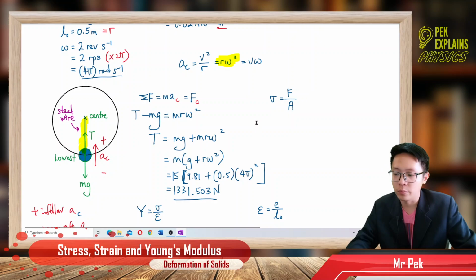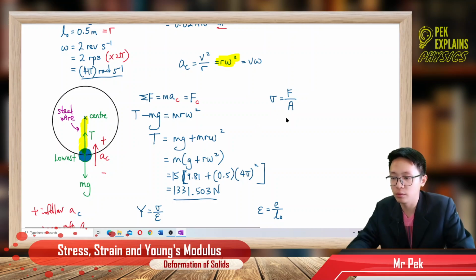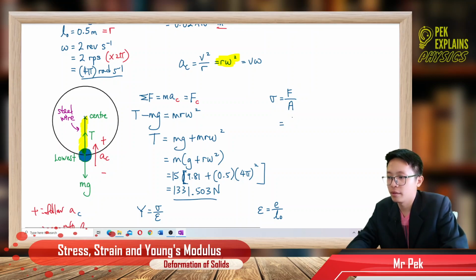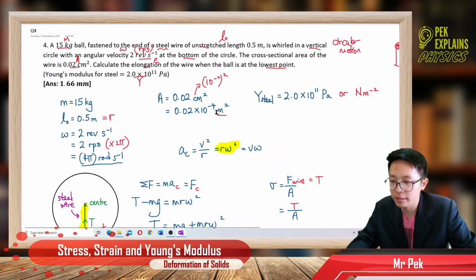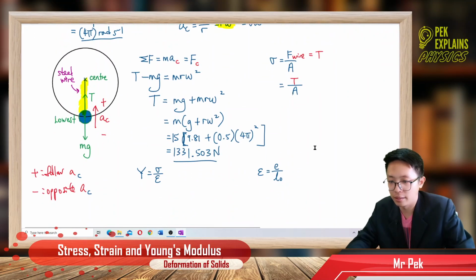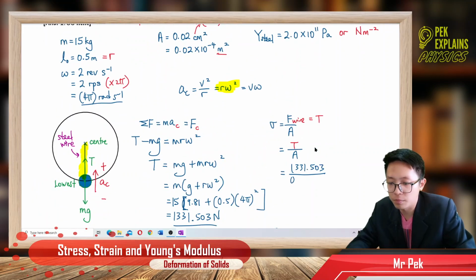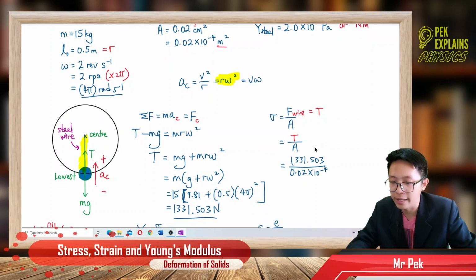Now, we have the tension, we can find the stress. The stress in the steel wire, we know that the force in the wire is the tension. I got the tension already just now. Area, I already got in SI unit, meter square. So, substitute everything. Tension is 1331.503. Cross-section area is 0.02 exponent negative 4. Already in SI unit.